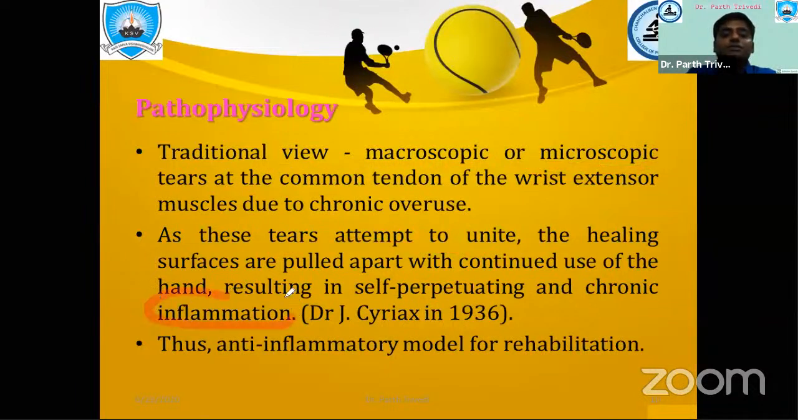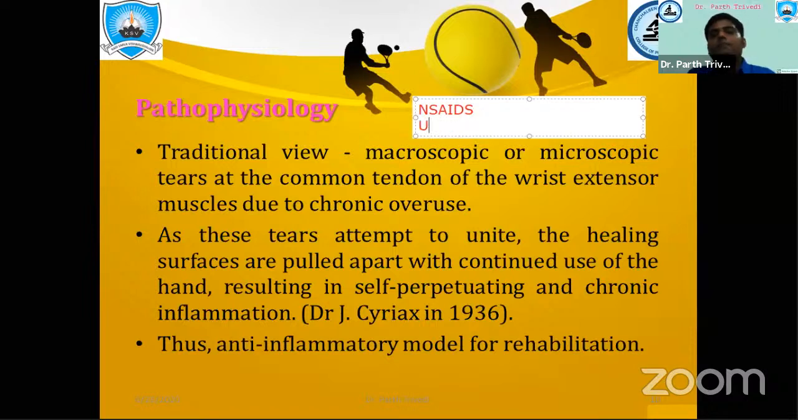It leads to inflammation. Once there is a tear, the body will try to heal itself, and this healing procedure will cause inflammation. That is the reason we as therapists or treatment managers consider anti-inflammatory properties. That is why the anti-inflammatory model of rehabilitation is used, especially NSAIDs or therapeutic modalities like ultrasound. These two basic things work upon our anti-inflammatory models. So now, to what extent is it right?